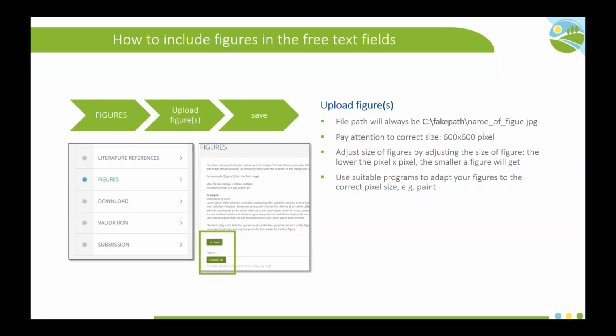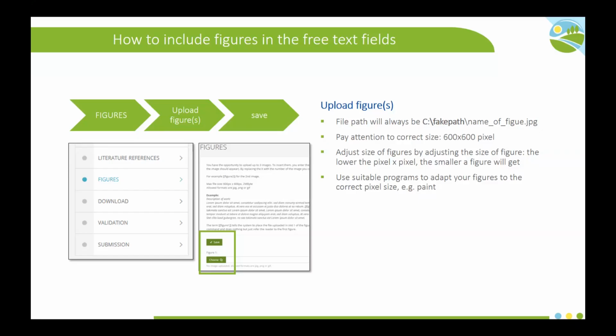You upload the figure. Please be aware, because a lot of people will ask: the file path will always be a fake path, because the system does not show you the real path you have on your computer, as this is something confidential. Please pay attention to the correct size. The correct size for a figure you can upload is a maximum of 600 pixels. You can adjust the size of the figure later on in the project summary, or in the field where you would like to fill it in, by reducing the size of the pixels.